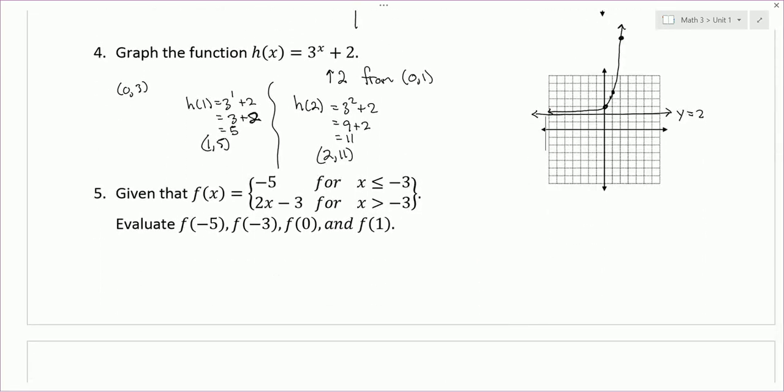Number 5, we have a piecewise function. f(x) is equal to -5 only when x is less than or equal to -3. And f(x) is equal to 2x minus 3 when x is greater than -3. And so when we're evaluating our function, we need to know which of the two functions we're working with.